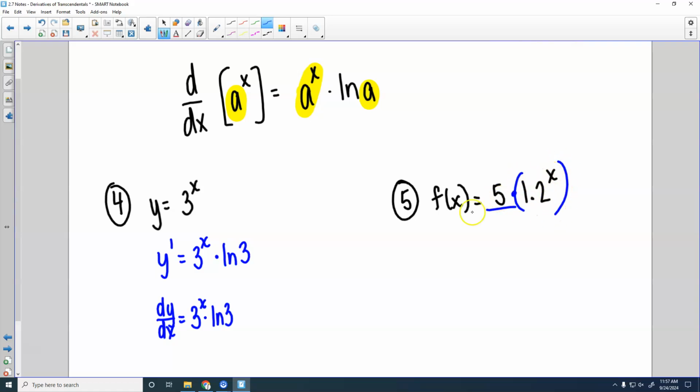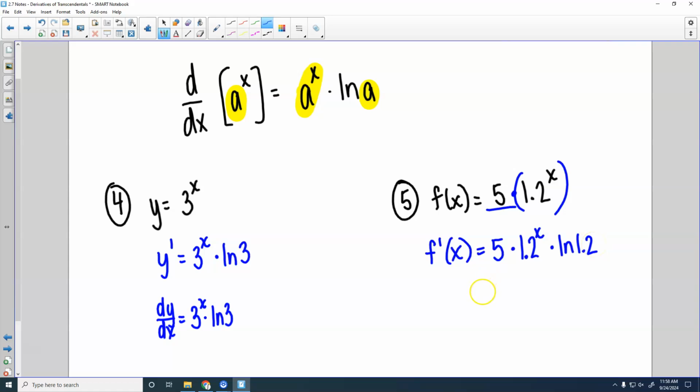So it is really just a coefficient. So when I take my derivative here, that 5 is just going to hang out front because we can pull it on the outside. And then I'm going to take the derivative of 1.2 to the x power. The derivative of the exponential is itself, so it's going to be 1.2 to the x power, but then I've got to multiply it by natural log of the base, which is 1.2.